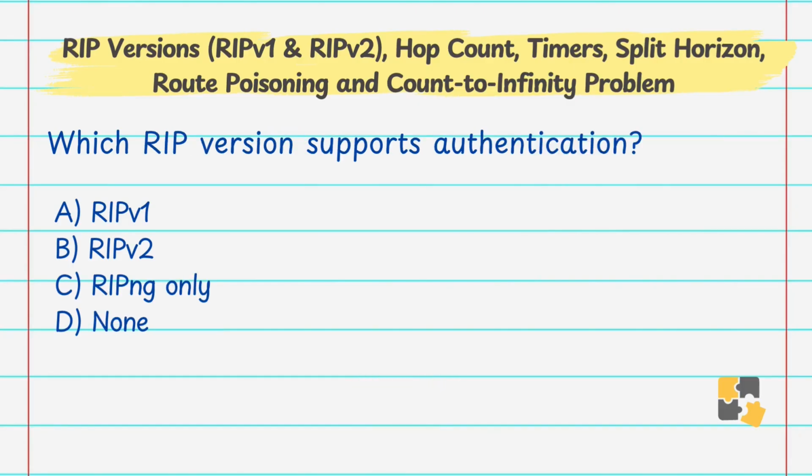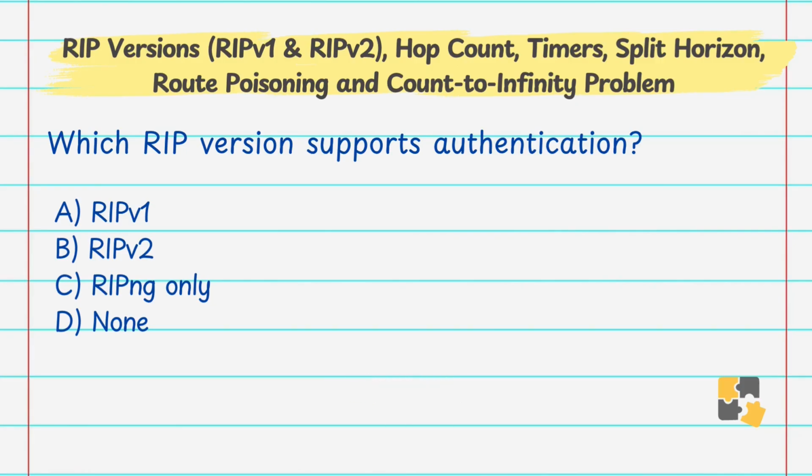Which RIP version supports authentication? A. RIP v1, B. RIP v2, C. RIP NG only, and D. None. Answer is B. RIP v2. RIP v2 supports plain text and MD5 authentication, improving routing security.